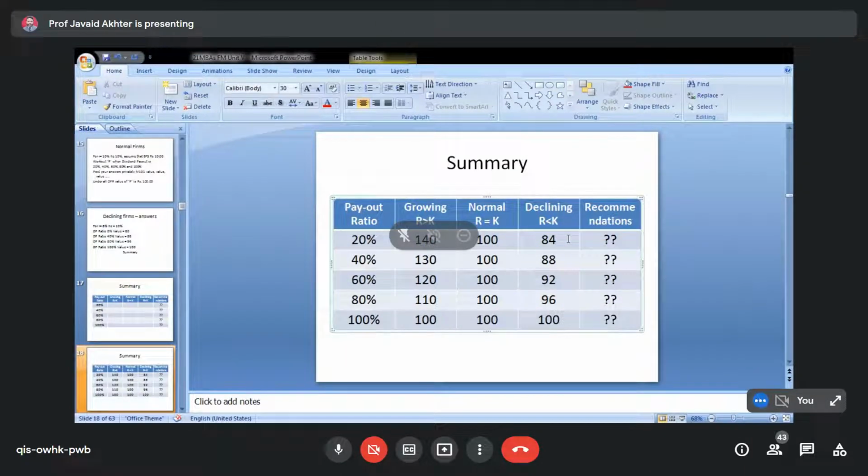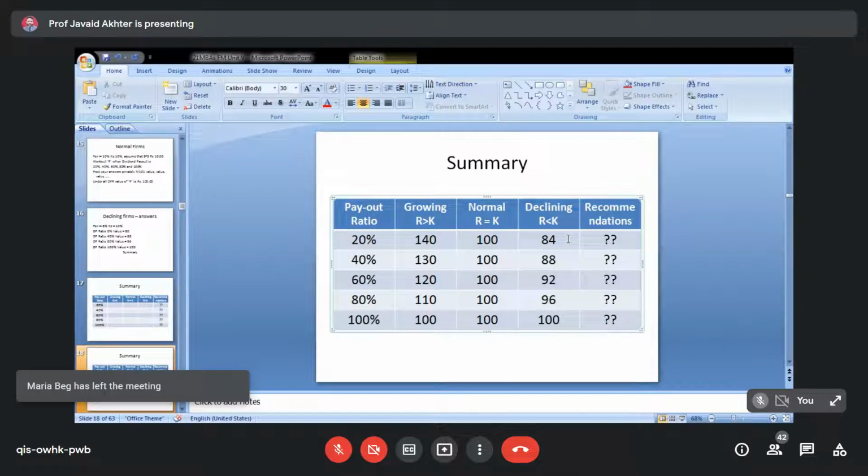Anyone? Just anyone who is for not paying 100% dividend. Again, we are referring to only declining firm. Is there anyone who still feels that a declining firm also should not pay 100%? Still, the answer can be correct under certain assumptions.